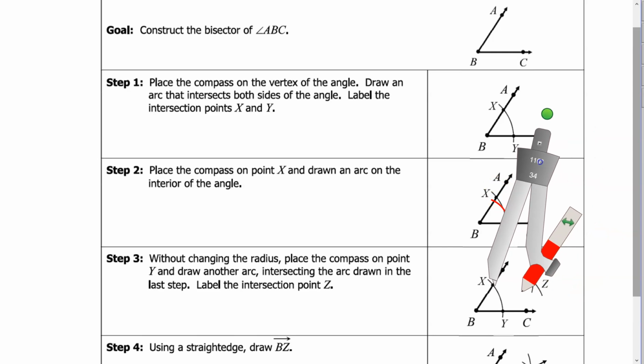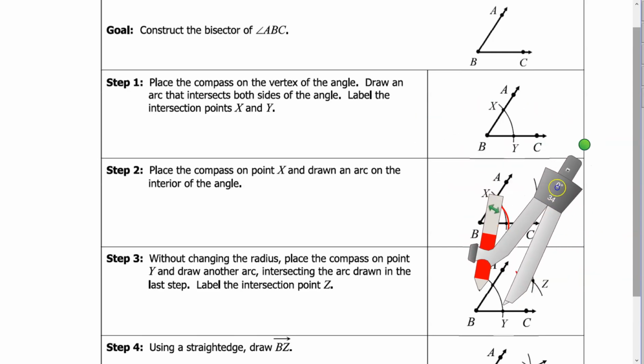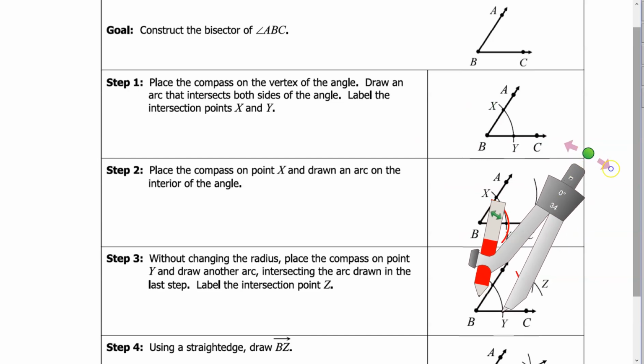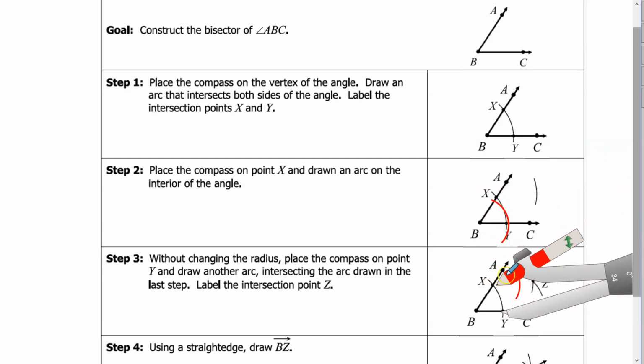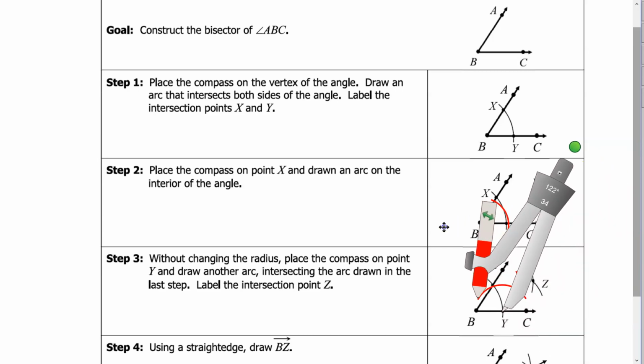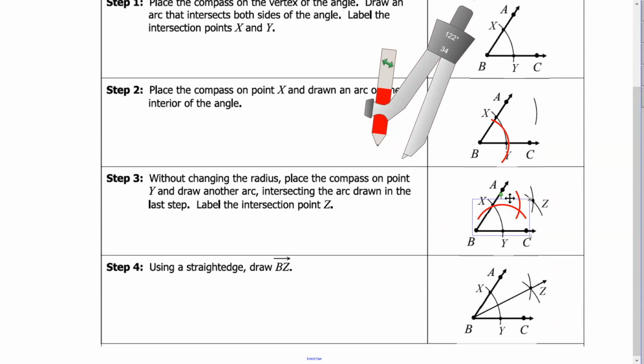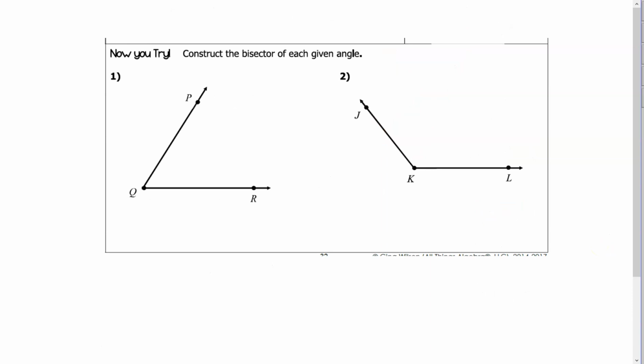Then we place it on X. We haven't adjusted it. We make another arc. Then we place it on Y and make another arc again, never adjusting our compass at all. And now we're going to label that Z. Then we draw a line connecting B and Z, and that is our angle bisector. So let's go ahead and try it. You can try it on 1 and 2.